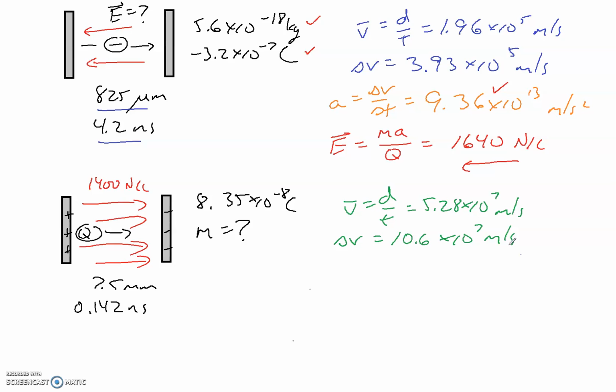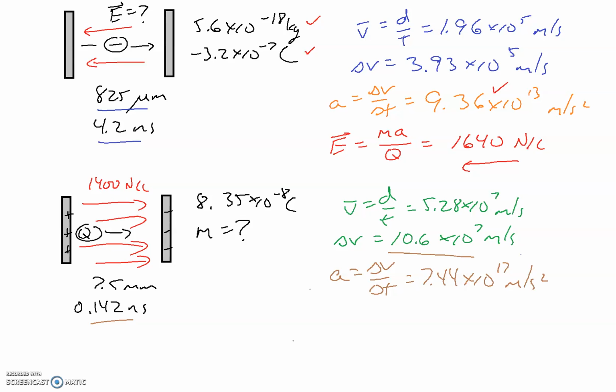Okay, we've got change in v, and we've also got the time, so we can find our acceleration. Acceleration is the change in v over change in t. There's our change in v, there's our change in t. We divide the two out, and we get 7.44 times 10 to the 17 meters per second squared. So we've got the acceleration.